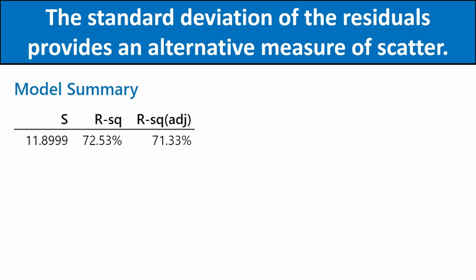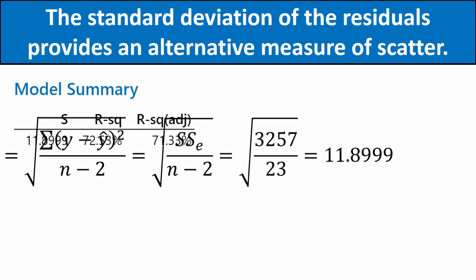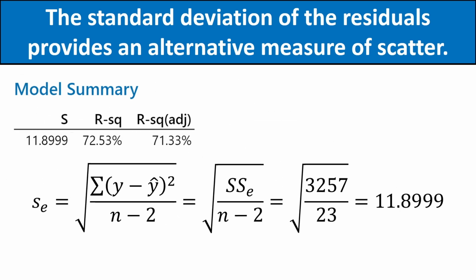Okay, so just a couple more points to make before we finish up. The standard deviation of the residuals provides an alternative measure of scatter. And so in the model summary that you get from Minitab, the first number that has the symbol S, that's actually the standard deviation of the residuals.